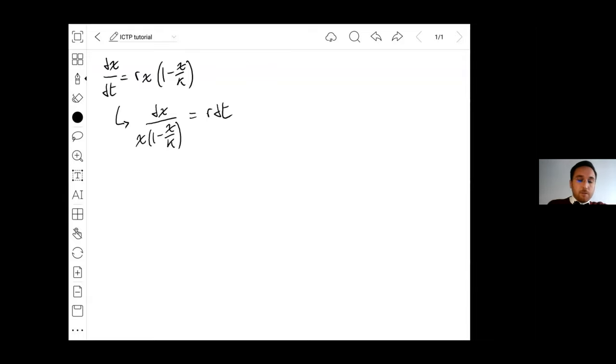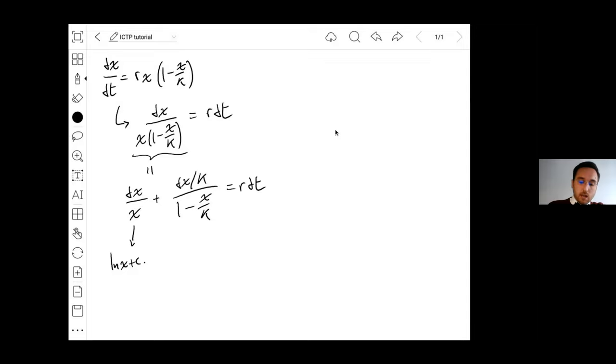Once we have done this, this fraction here we can decompose into two terms. So we can write this as dx over x plus dx over k over 1 minus x over k. You see that if we simply add these two fractions, we get exactly this. These are very simple terms to integrate: for example, this one will be the logarithm of x plus a constant. This one will be minus the logarithm of 1 minus x over k plus a constant. And this here will simply be rt plus a constant.